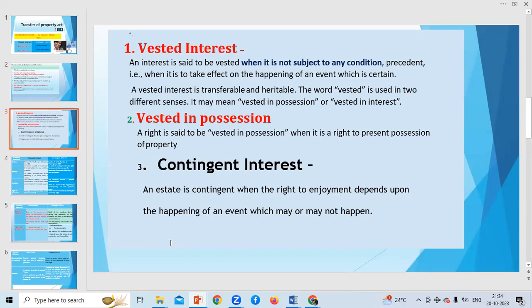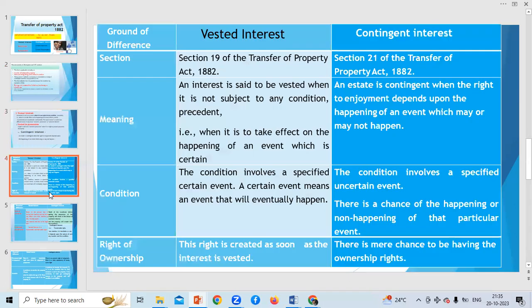The contingent interest is not fixed. The right to enjoyment depends upon the happening of an event. तो ये डिपेंडेंसी है contingent interest में right to enjoyment. There is a dependency on the happening of an event which may or may not happen. So we'll just have a detailed discussion on this.